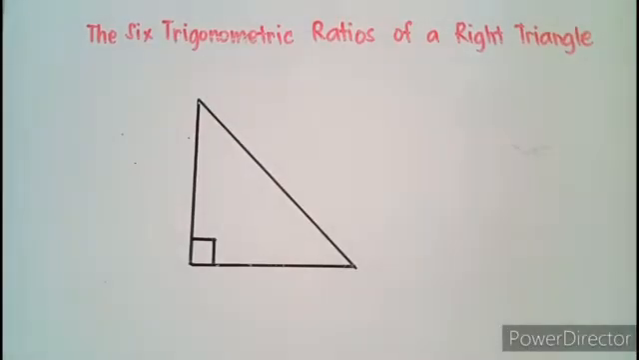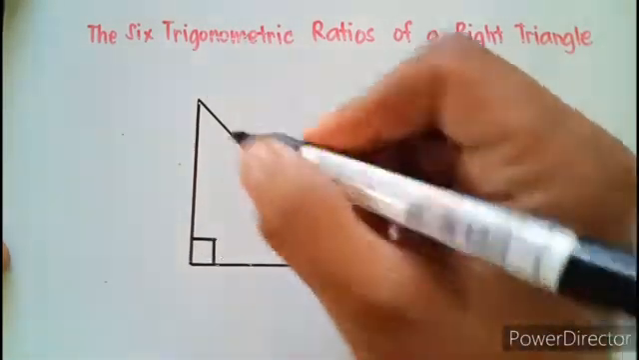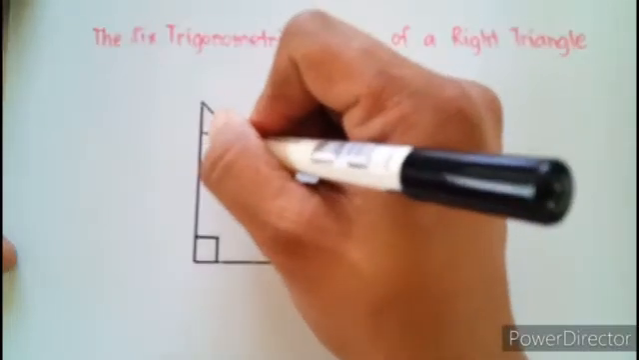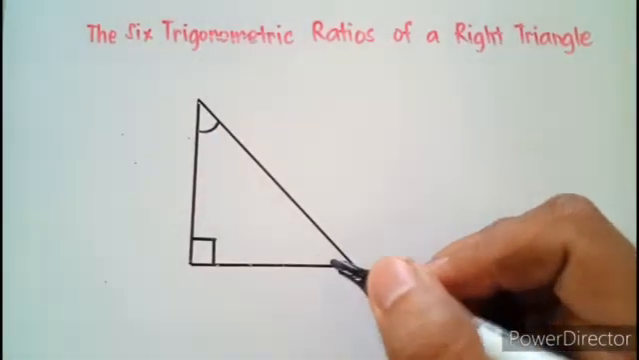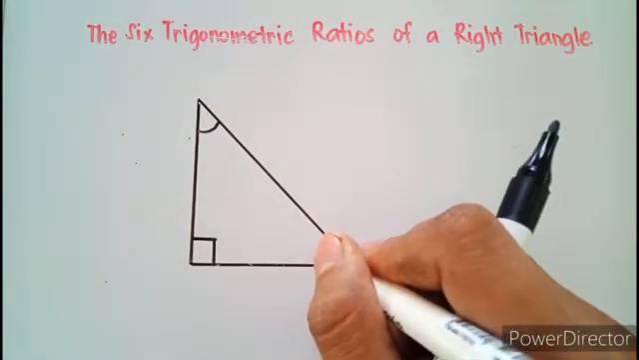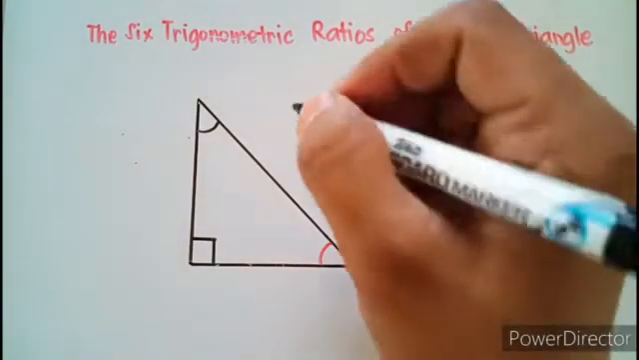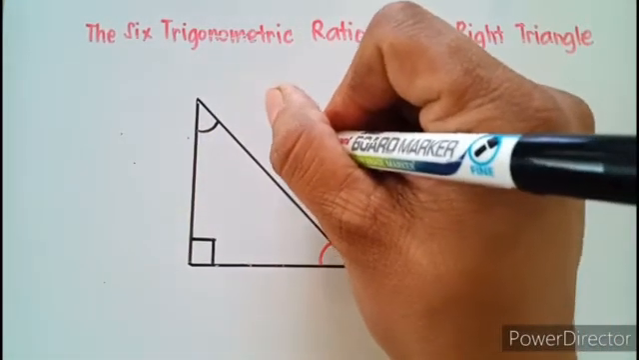How do we get the six trigonometric ratios of a right triangle? First, we have to identify the parts of the right triangle. Again, this is our right angle. We have two acute angles: the first acute angle and the second acute angle. In this triangle, we have this one as our hypotenuse.